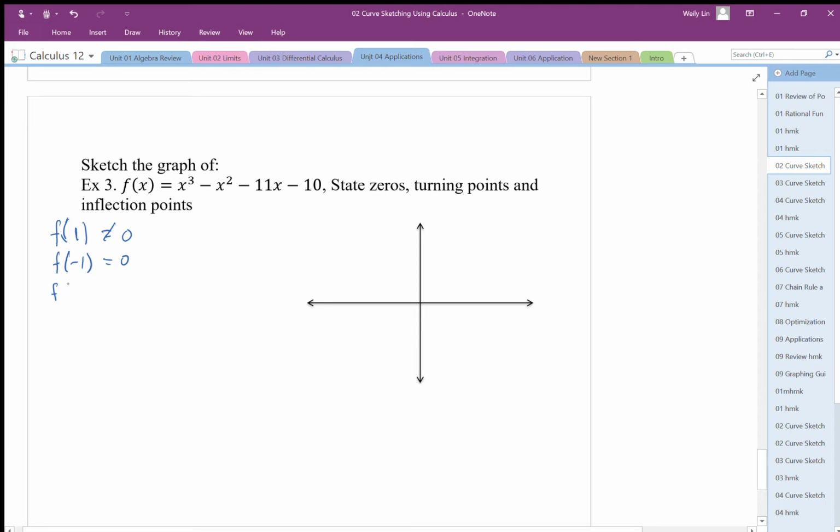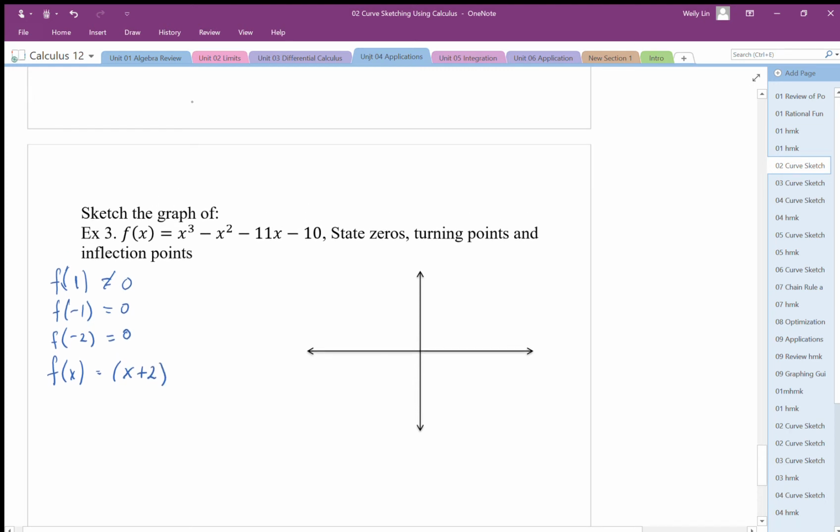f of negative 2. When I plug in negative 2, I get negative 8 minus 4, so that's minus 12, plus 22 minus 10. Yeah, that's equal to 0. There it is. So when I write my factored form for this, I'm going to end up with x plus 2 as one of my factors.